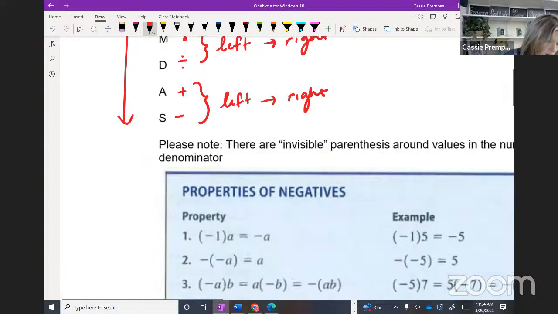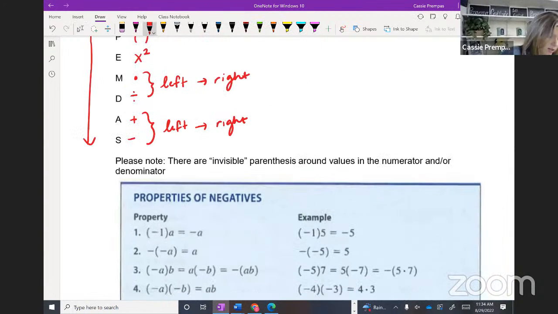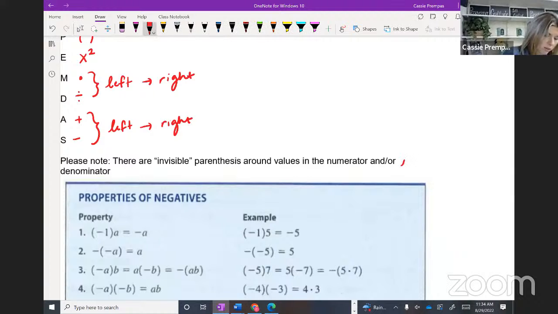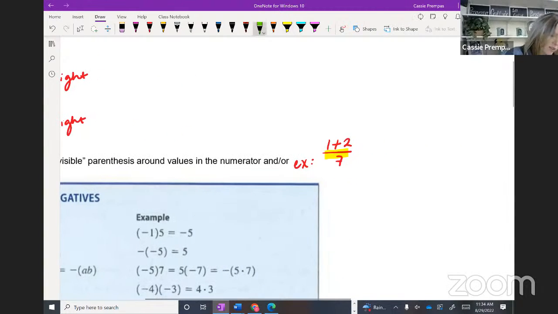Another important thing to make note of, some people are unaware of this: there are invisible parentheses around values in the numerator or denominator. Let me show you an example. If you have something like 1 plus 2 over 7, sometimes people say, oh, do the divide first, and they'll do 2 divided by 7. But there are invisible parentheses around the 1 and 2. They're grouped because they're in the numerator. So I just have to be aware of that. That would be simplified as 3 over 7.